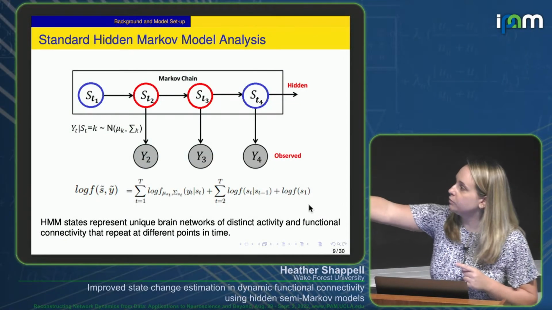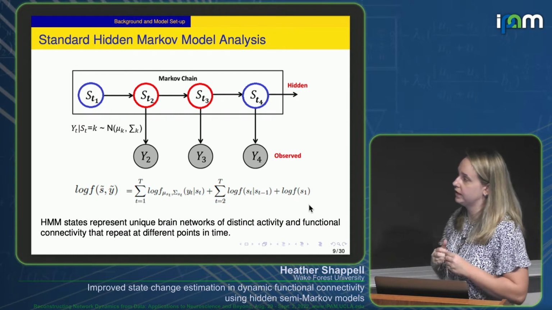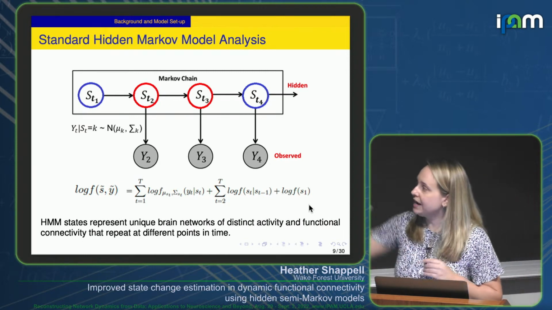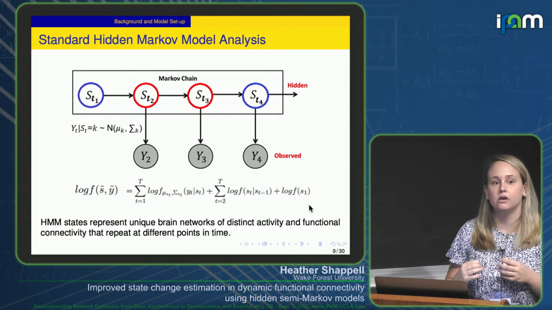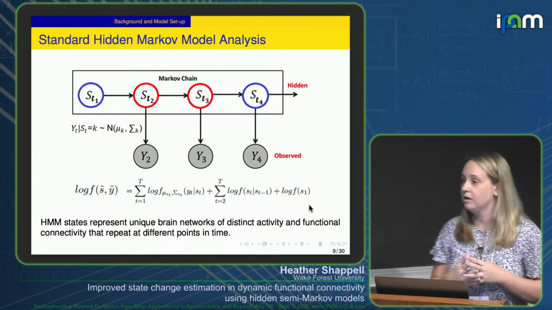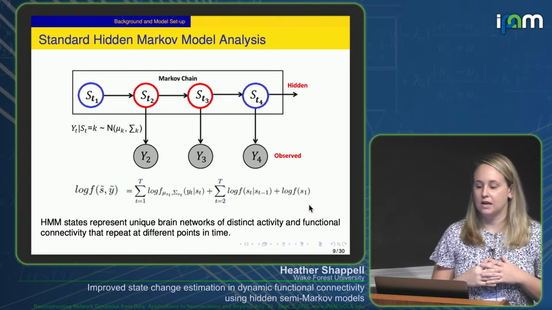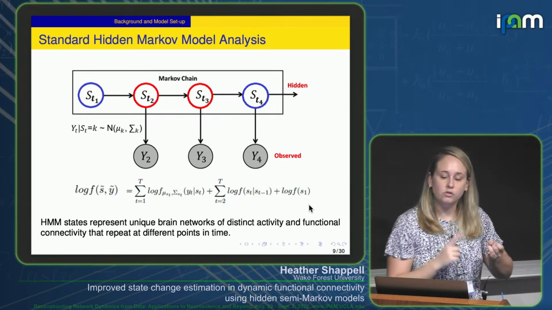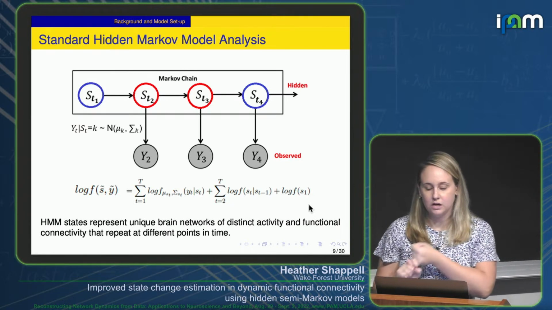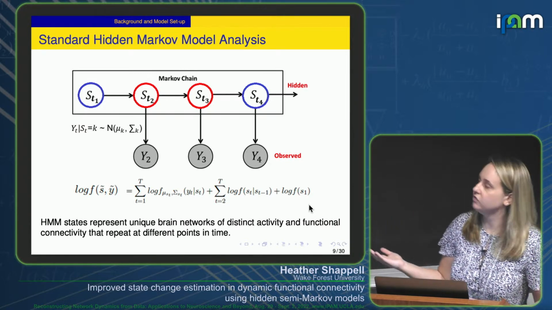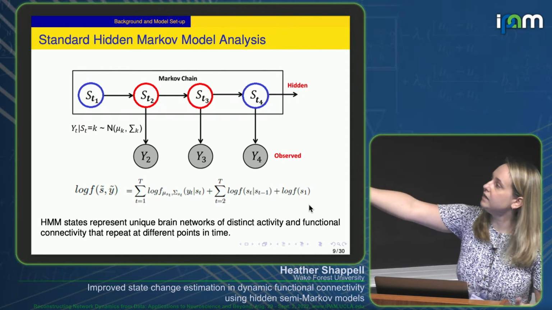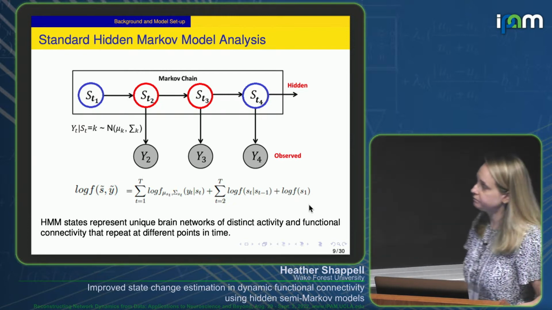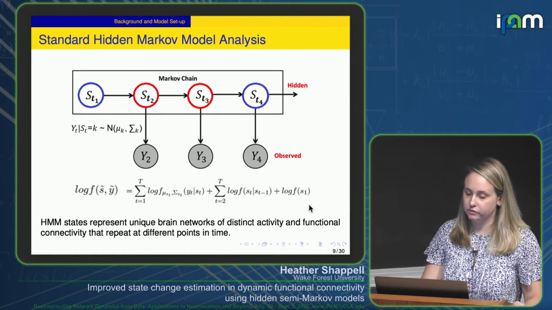So at each time point, we observe the Ys, we observe the BOLD signals there at each of our regions that we've parcellated the brain into. And those states that we can't observe, that hidden layer, gives rise to those BOLD signals, right? But we don't know what those states actually are. That's what we want to estimate. So those states represent unique brain networks of distinct activity and functional connectivity that repeat at different points in time. So maybe someone started in the blue state, switched to red, stayed in red, went back to blue, right? So we want to be able to estimate those.